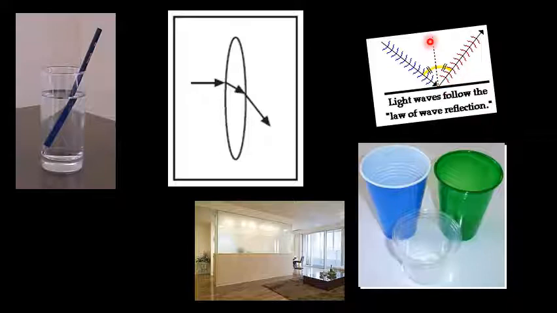The normal is this imaginary line perpendicular to the mirror surface down here. So if it came in at a shallower angle, it bounced off at a shallower angle. If it came in straight at 90 degrees, it would bounce off straight back at 90 degrees. So this is the law of reflection right here.